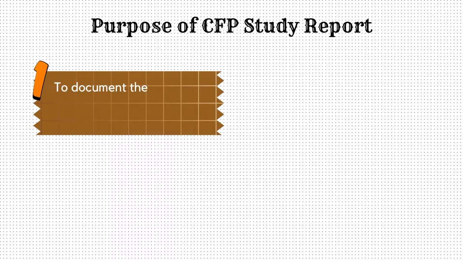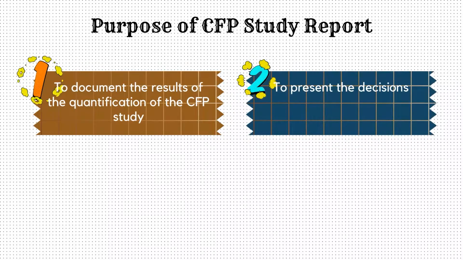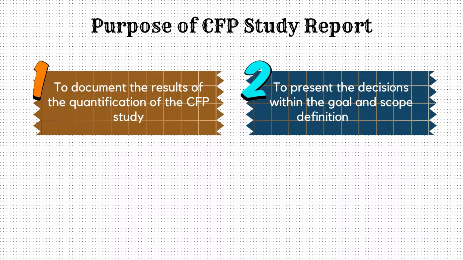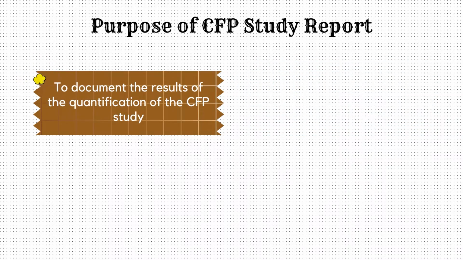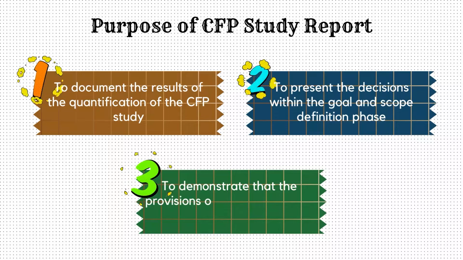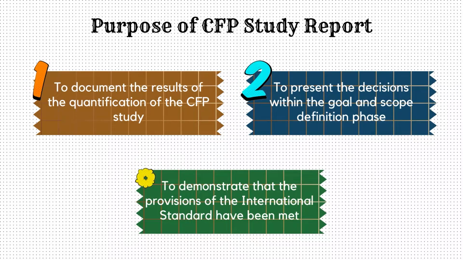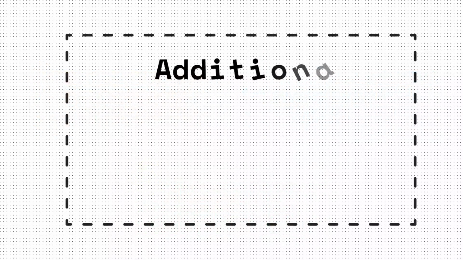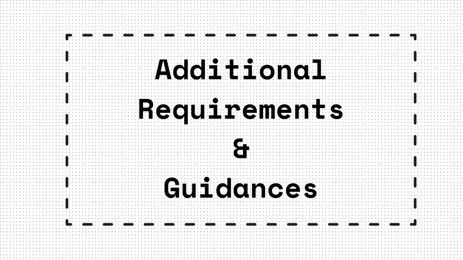Part 4. The first part is reporting. There are 3 purposes of a CFP study report. The first one is to document the results of the quantification of the CFP study. The second is to present the decisions within the goal and scope definition phase. The last one, which is the third one, is to demonstrate that the provisions of the international standard have been met. Right now, we're going to discuss additional requirements and guidance for carbon footprint.